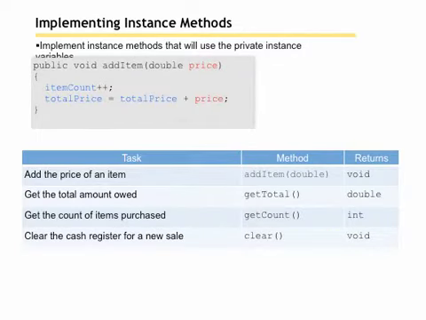So to implement instance methods, we're going to use the private instance variables, but we make the methods public. So: public void addItem(double price) { itemCount++; totalPrice = totalPrice + price; }. Notice that we are directly referencing the instance fields, but this addItem method is going inside the CashRegister class. So it will be part of the same class in which itemCount and totalPrice are defined.